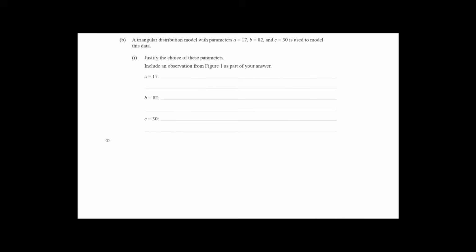Okay. So now we're asked to discuss the triangular distribution of this model with the parameters of 17 for A, 82 for B, and C equals 30. Justify the choice of the parameters. Well, for this one, it's explicitly stated. So the lowest age is stated. 82, this is the highest age, and they explicitly state it.